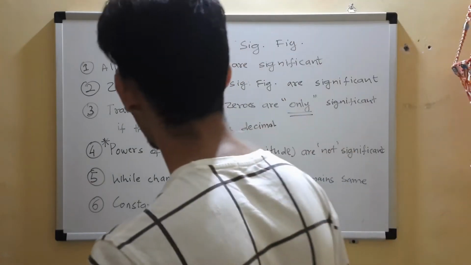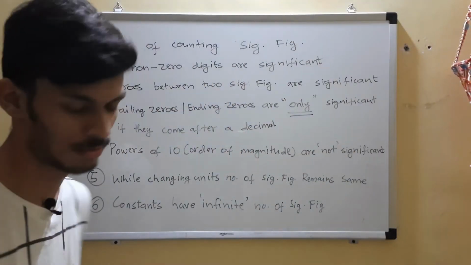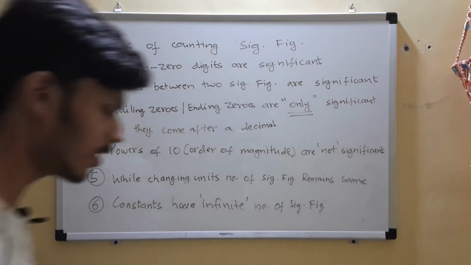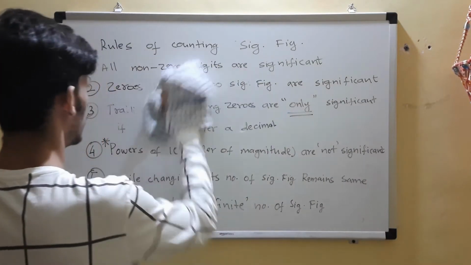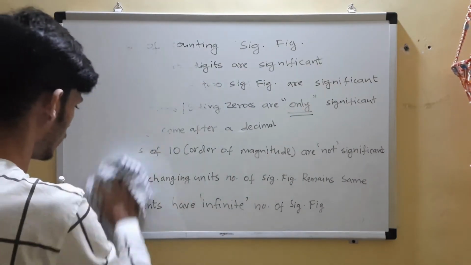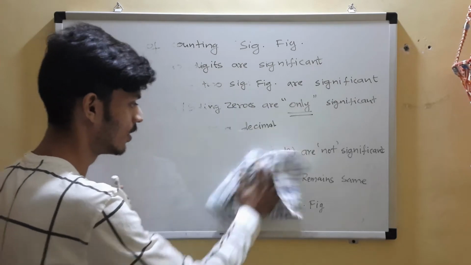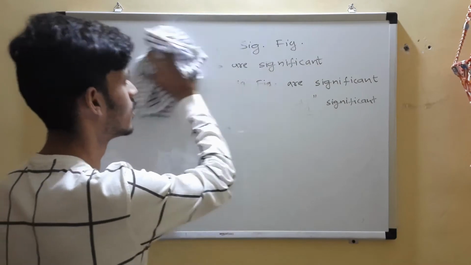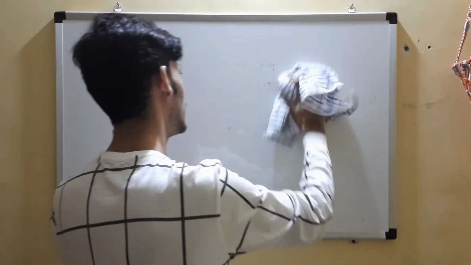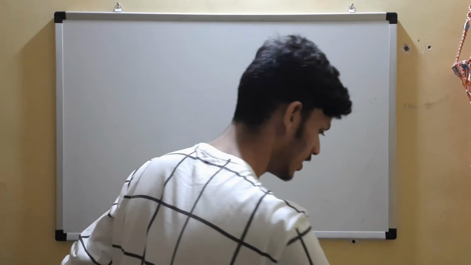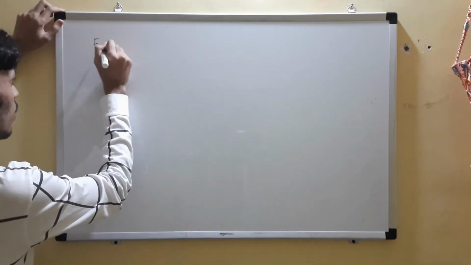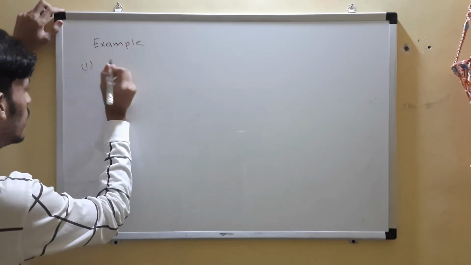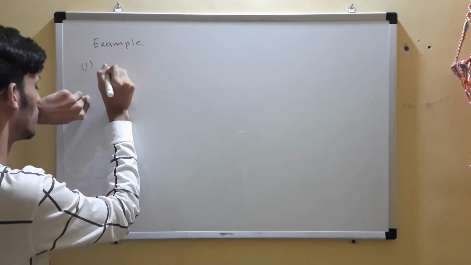Okay, let's remove this now. And we'll take some examples for counting significant figures. I hope you have noted these points down, because after 2 days you'll forget it unless you practice many and many examples. Let's just take a few examples or problems. I'll keep on writing the problems.